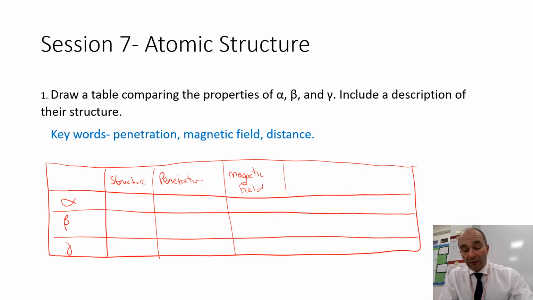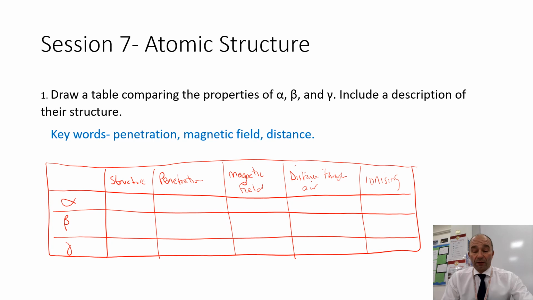And then don't forget about the distance through the air, the distance through air that our different types of radiation can travel, and then the final column is that type of radioactivity ionizing or not. So that's the first activity.